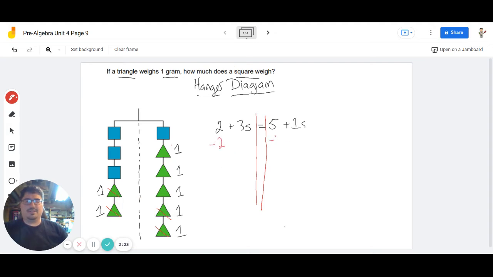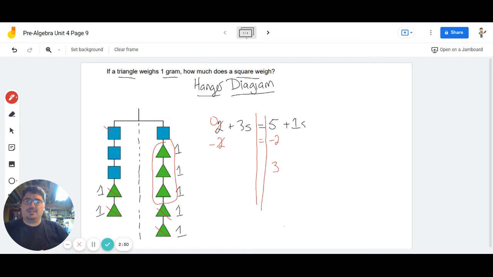So in our equal sign highway, we're just going to take away 2, and on this side we're going to take away 2: 2 minus 2. That leaves us with 0 triangles on the left-hand side equals 3 squares. And we take away 2 triangles, we're left with 3 right here, which makes sense. Okay, so equals 3.